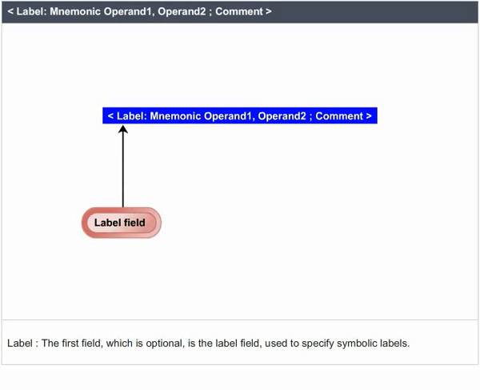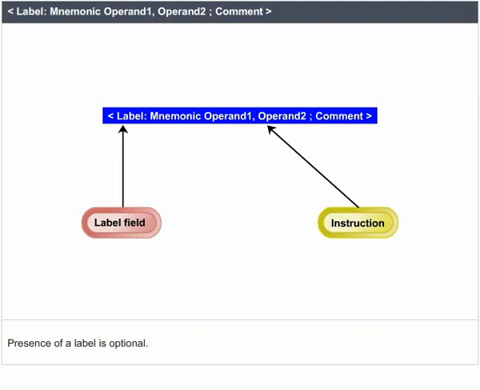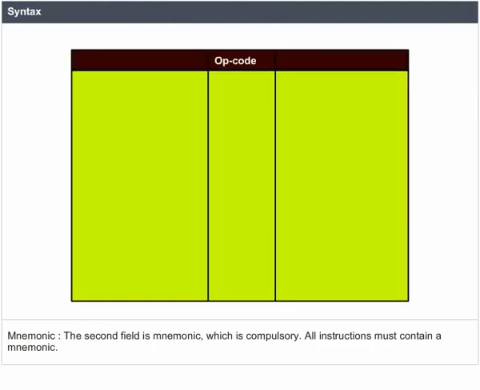Label. The first field, which is optional, is the label field, used to specify symbolic labels. A label is an identifier that is assigned to the address of the first byte of the instruction in which it appears. Presence of a label is optional. Mnemonic. The second field is the mnemonic, which is compulsory. All instructions must contain a mnemonic.